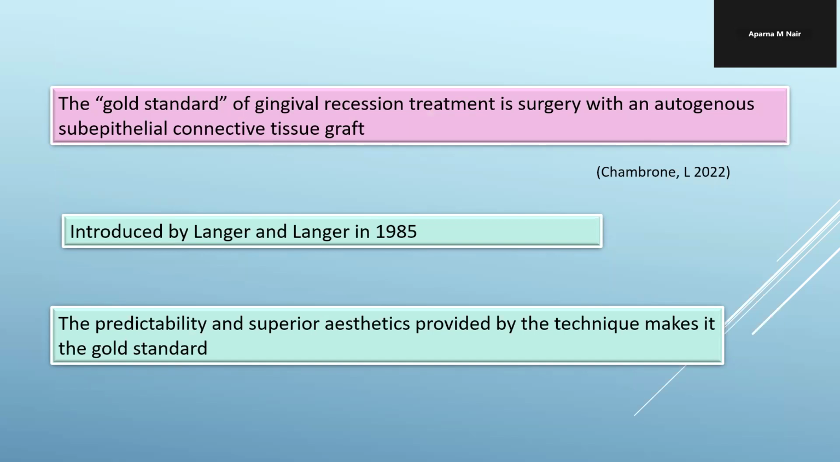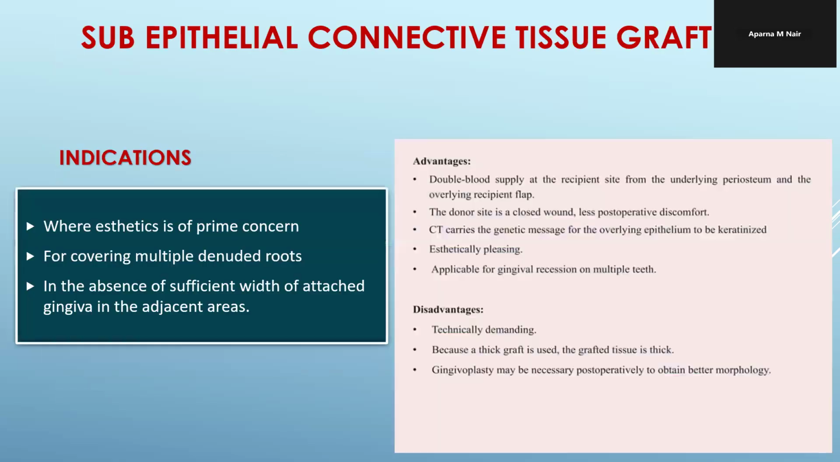The technique was introduced by Langer and Langer in 1985. The predictability and superior aesthetics provided by this technique make it the gold standard. Subepithelial connective tissue graft is indicated where aesthetics is of prime concern, for covering multiple denuded roots, and in areas where there is insufficient width of attached gingiva in the adjacent teeth.